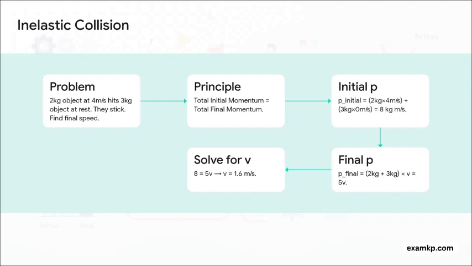Now, what about after the collision? They stick together. So now we have one combined mass of 5 kilograms moving with a new velocity v. So the final momentum is 5 times v. Now we just set the initial equal to the final. 8 equals 5v. We solve for v and we find their common final velocity is 1.6 meters per second. A perfect illustration of the principle at work.